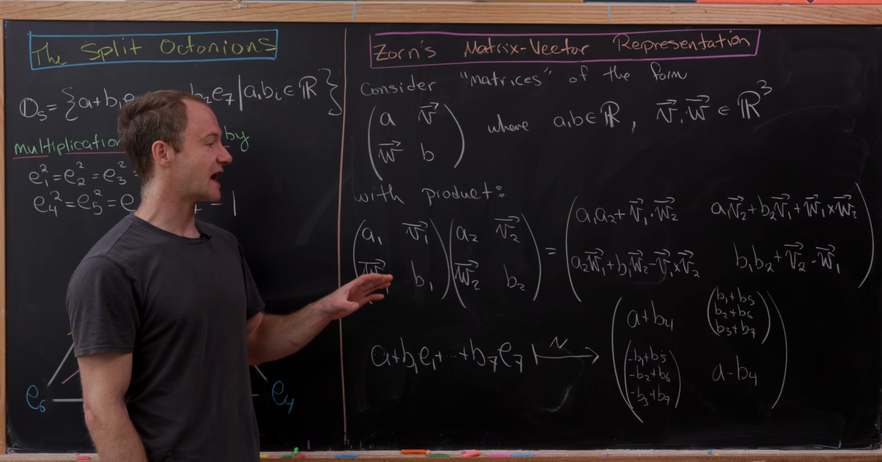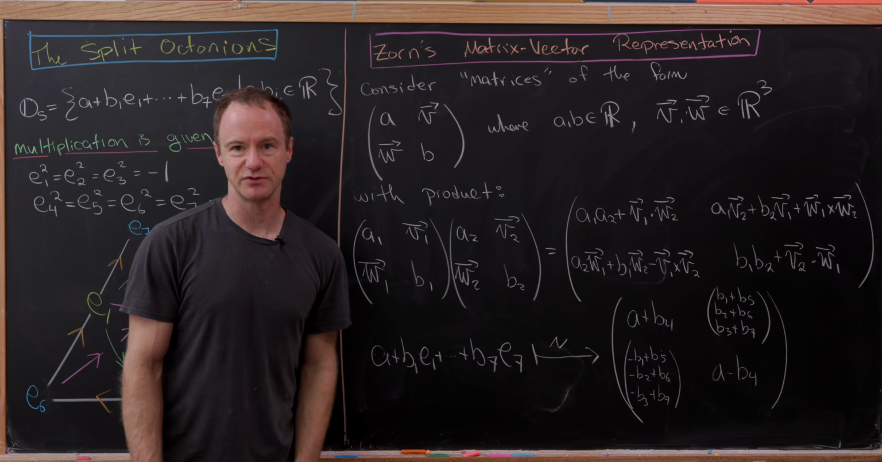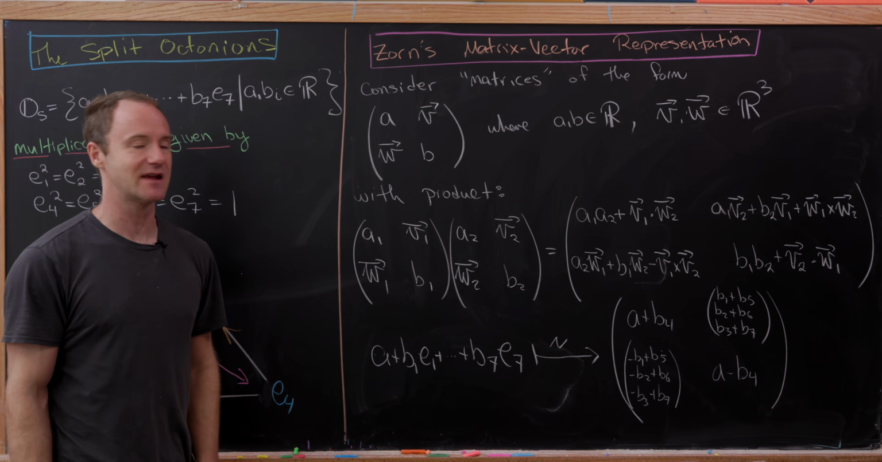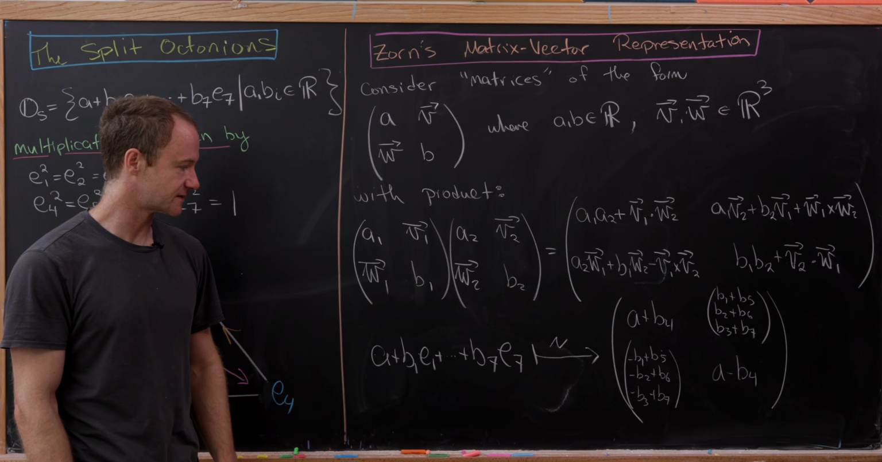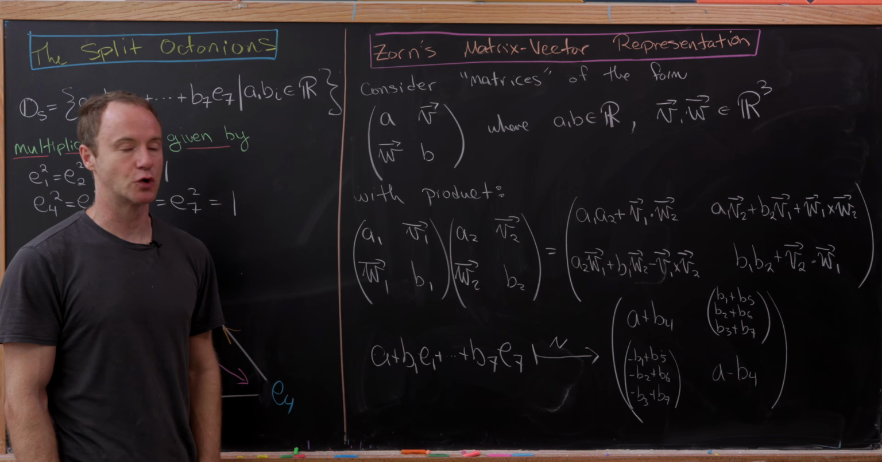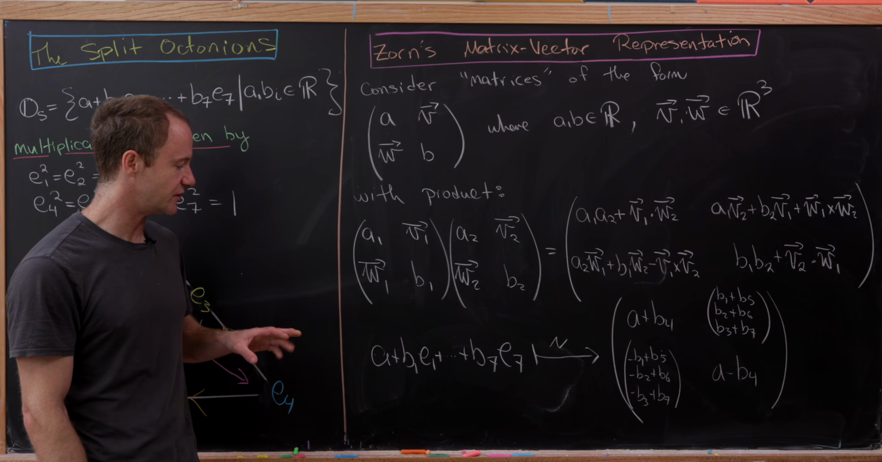Okay, so it turns out that this object or this structure is isomorphic, in other words, the same as the split octonions. But in order to see that, we needed to know how to map between these two spaces, and here's how you do it.